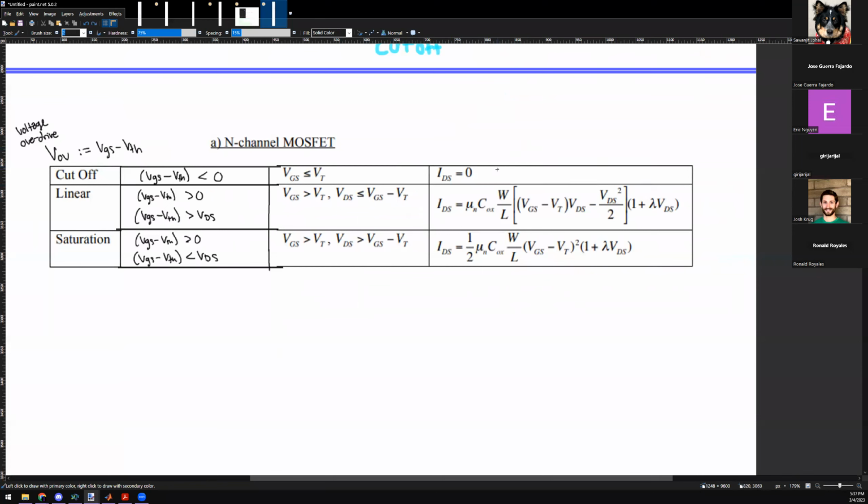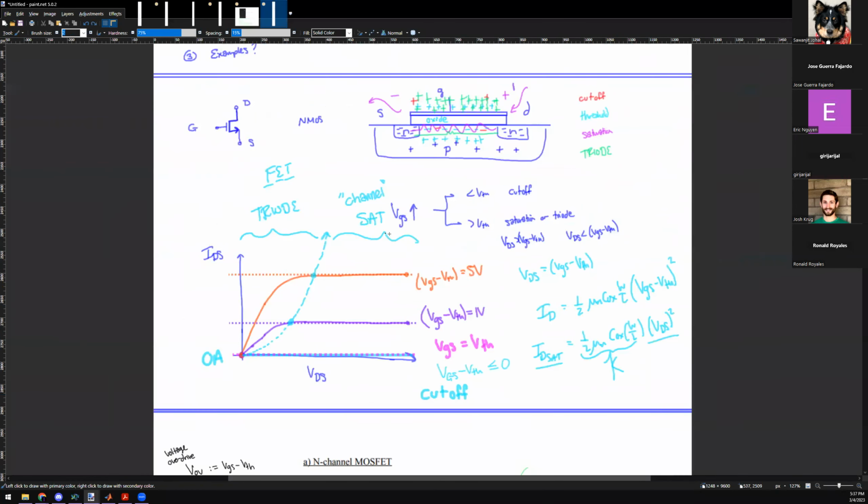Next is saturation. I said that saturation follows almost the square law, where it's 1/2 mu n Cox W over L, and then this is just V_OV, the overdrive voltage squared. Now you have this extra term. This extra term in saturation, what did we say?